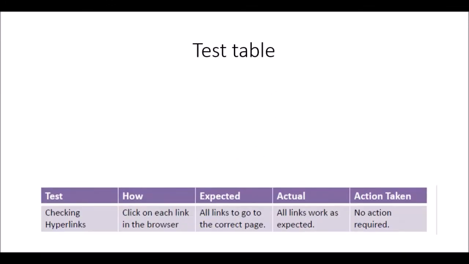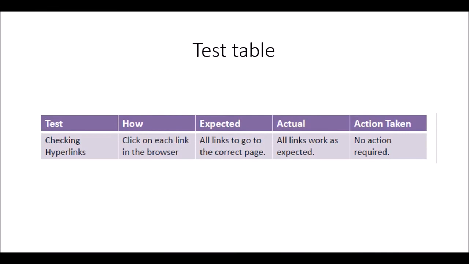Then another thing is the test table. The question might say something about this as well. The test table is all about how you test, what is expected, and the actual action taken. For example, what do you want to test? You want to test a table, or you want to test for CSS, whether it is working fine or not, or you want to check whether the hyperlinks in the website are working fine or not.